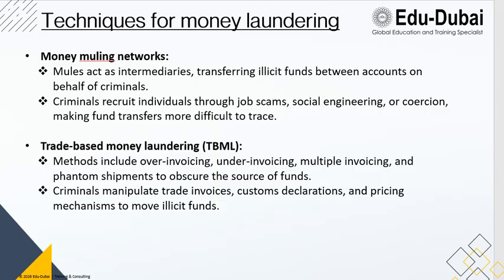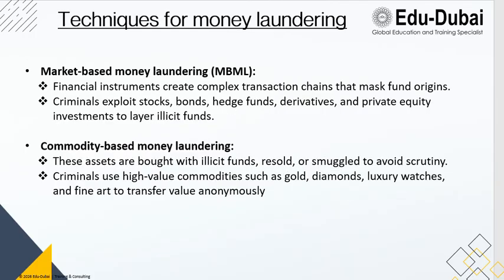In the case of over invoicing, under invoicing, or multiple invoicing, there is an actual product getting exported from one country to another. Only the value is different. But in the case of phantom shipments, there is no product at all. Without exporting or importing any products, we are just transferring value between countries. Criminals manipulate trade invoices, customs declarations, and pricing mechanisms to move illicit funds.